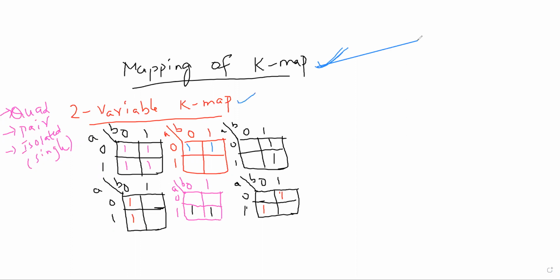two variable K-map. The first priority should be given to the quad, the next priority should be given to the pair, and the least priority should be given to the isolated one. Now if you observe this first one, there is a quad formation. Since it is a two variable K-map, we are having four cells. In all the four cells, if there is one, then the output is one.